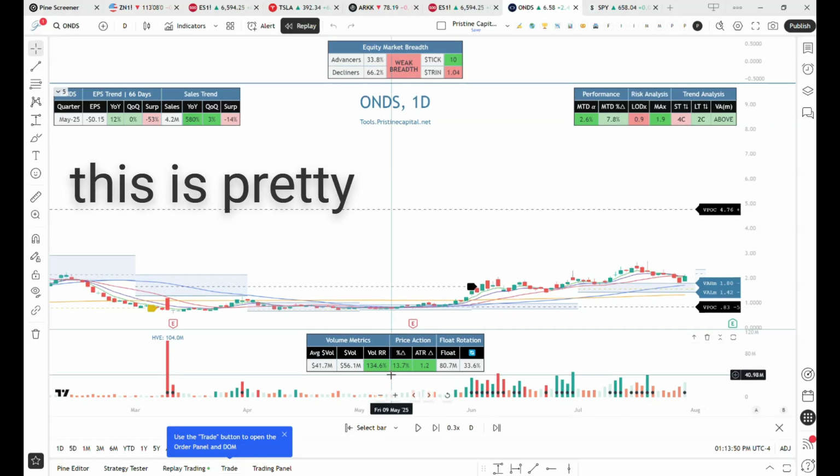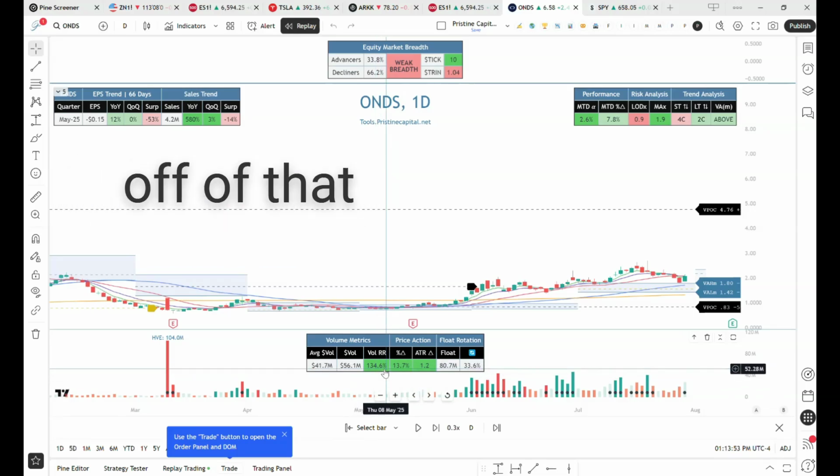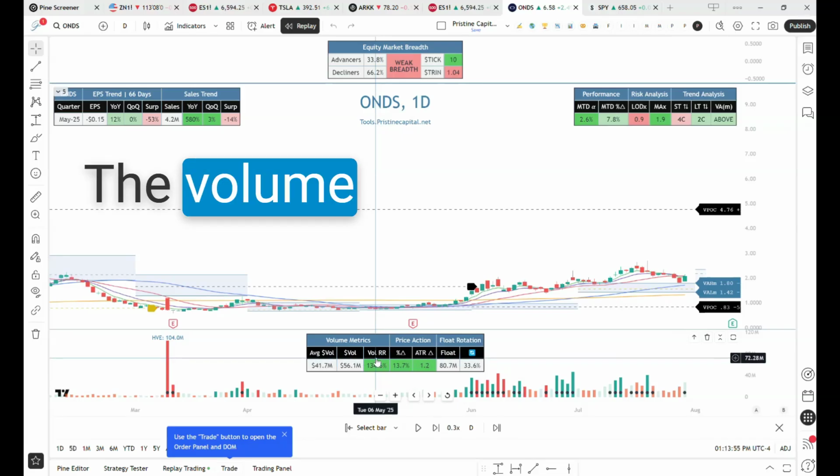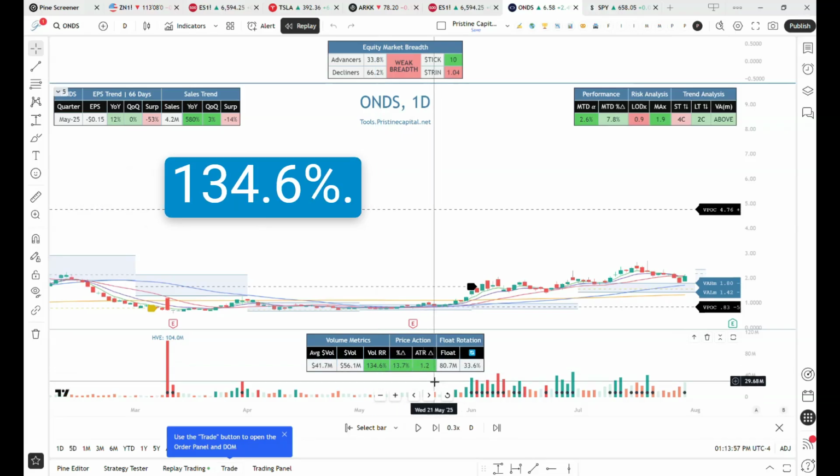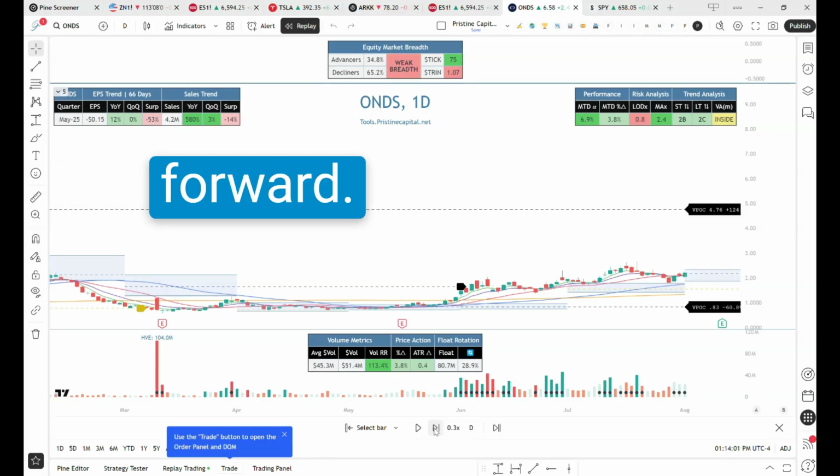Another step, and this is pretty interesting. You can see that as we bounced off of that monthly value area, the volume run rate was 134.6%. Now we move forward.